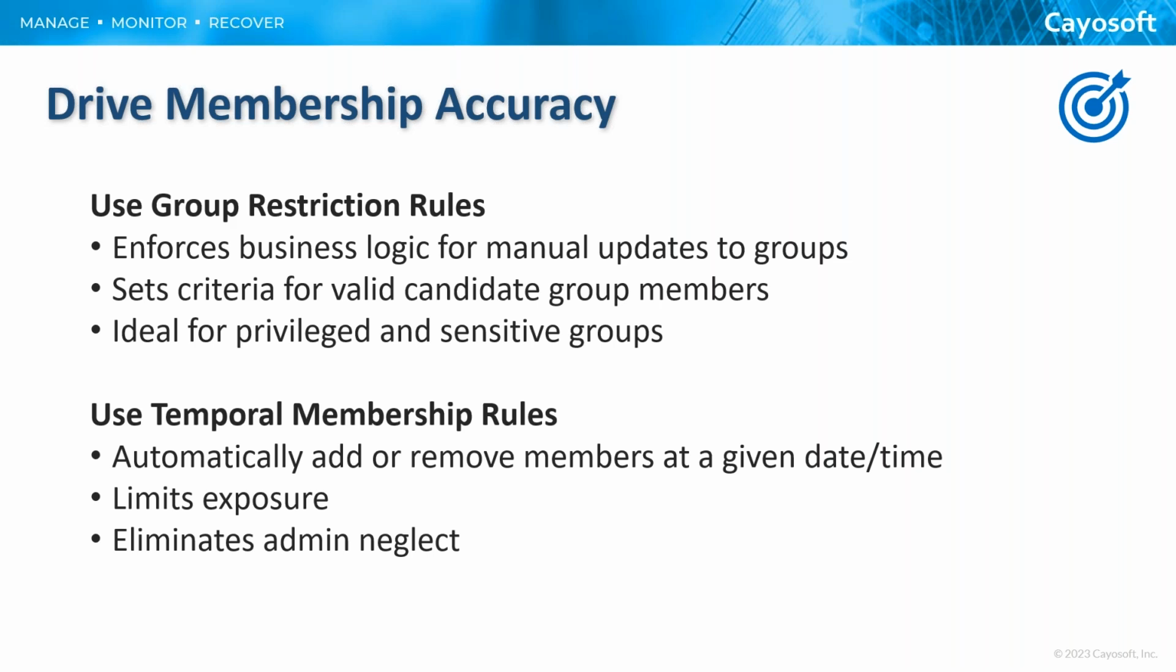So let's talk about how you enforce or drive group membership accuracy. First of all, use group restriction rules. Group restriction rules are, think of it as a way to identify who should be allowed in a group, not who's in a group, but who should be allowed in the group. And that way, if the native tools are used inappropriately, there will be a rule in place that pulls those people out of the group, or at the very least alerts you they don't deserve membership in that group.